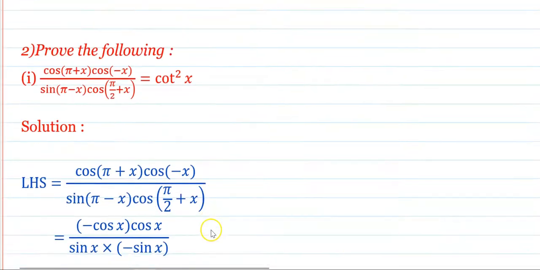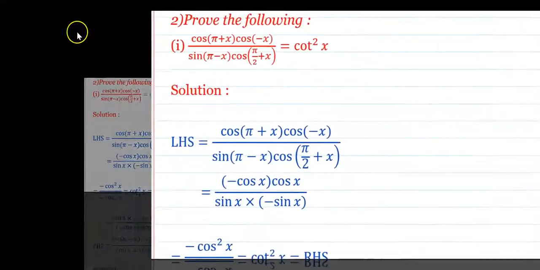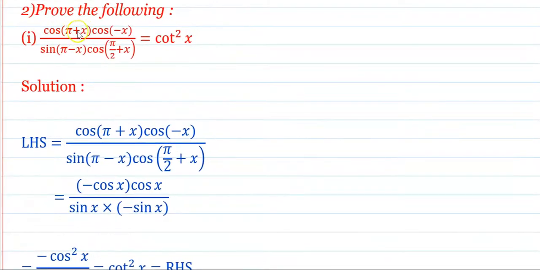Okay. Now the next. Prove the following. Cos of pi plus x, cos of minus x upon sin of pi minus x, cos of pi by 2 plus x is equal to cot square x. What is the cos of pi plus x? It goes in the third quadrant. In the third quadrant, tan is positive. Now cos of pi plus x, the function remains as it is. So what happens? Cos of pi plus x is minus cos x. It is in the third quadrant. In the third quadrant, cos is negative. Since it is a pi angle, the function remains as it is.